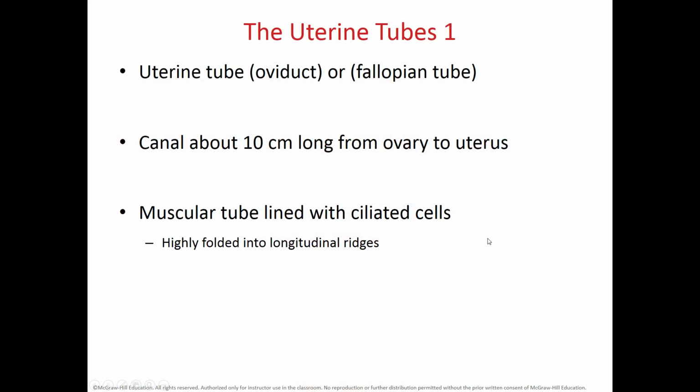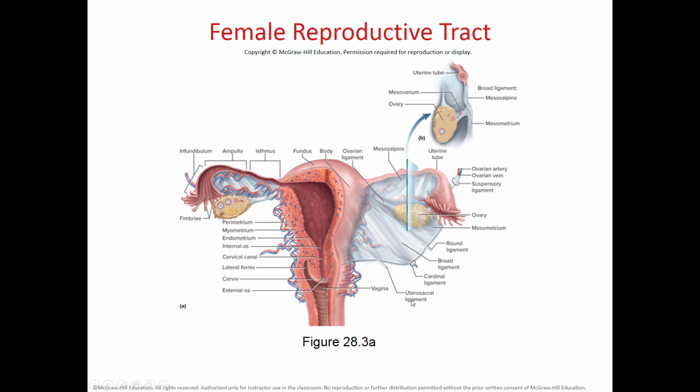For the uterine tubes, they are also known as oviduct or fallopian tubes. They have a length of 10 centimeters, and they are connected to the superior lateral portion of the uterus. They are a muscular tube that is lined with cuboidal cells that have cilia, and they are highly folded. Now, the lumen of the uterine tubes has a very thin diameter. It's almost the size of a human hair, the diameter of a human hair.